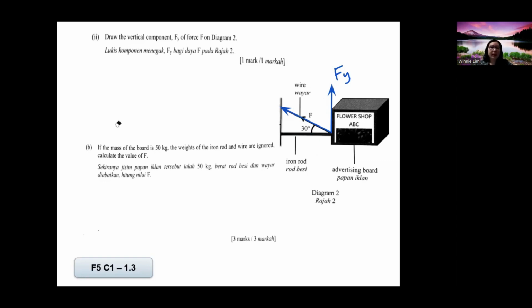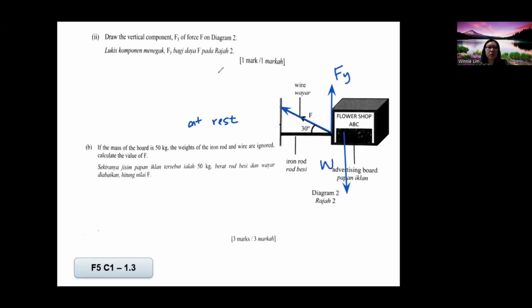Okay, then B, if the mass of the board is 50 kg and the weights of the iron and wire is ignored, calculate the value of force F. Okay, so how do you solve these questions? So generally, any object that is hanging, basically, they are in equilibrium. That means they are in the state of at rest. So you need to know not only Fy is acting on this advertising board. The advertising board also has weight, right? So you have another force which is acting downwards, and you call it weight.